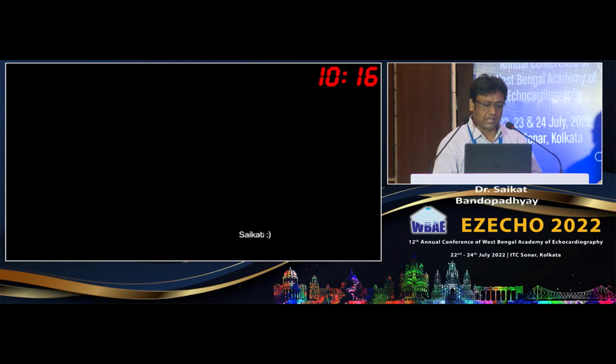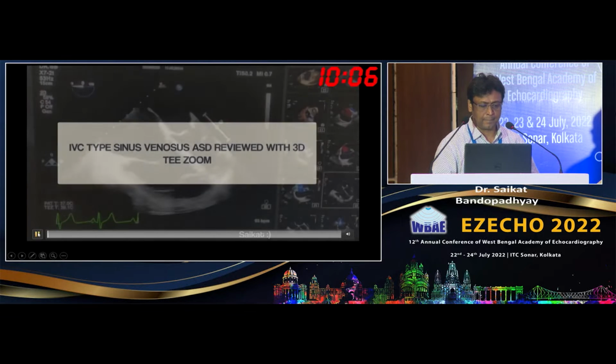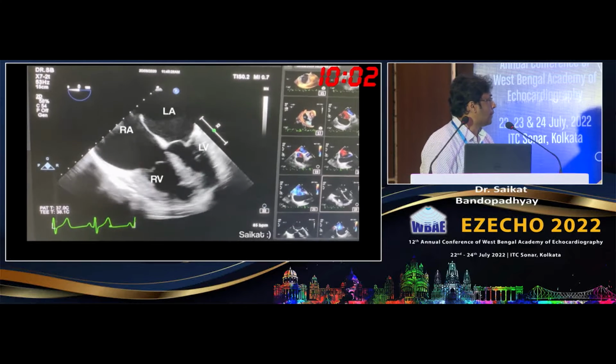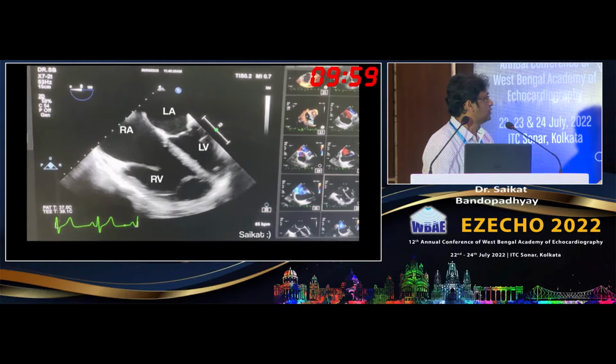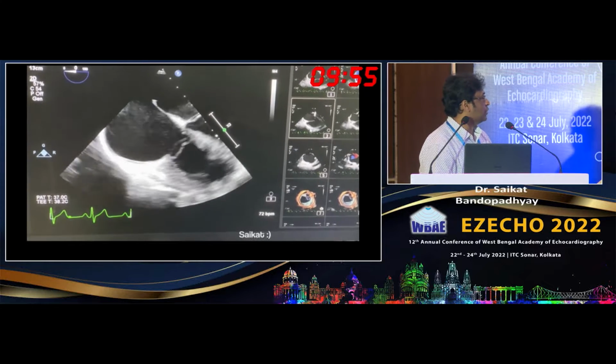And just an example of the IVC type sinus venosus ASD, 2D images, enlarged RA and RV. There's a big atrial septal defect.